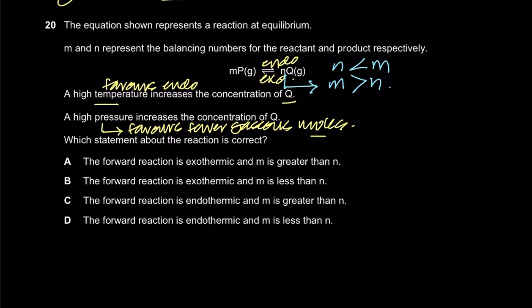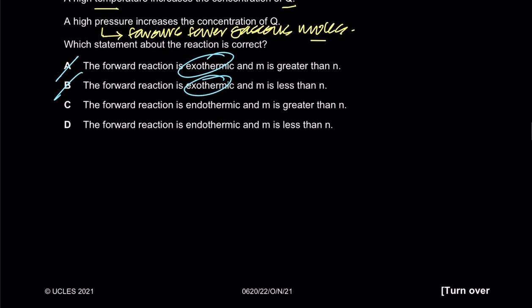Great. Which statement is correct? The forward is exo? No. Saying exo, two are wrong off the bat. And forward is endo, M is greater than N, yes. And the last one, D, is not correct. Yeah? Done? Moving forward?